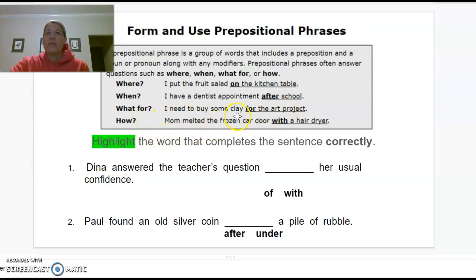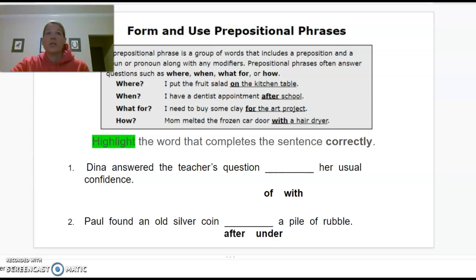What for? I need to buy some clay for the art project. For answers the question, what for? The art project is the prepositional phrase that answers that question. Mom melted the frozen car door with a hairdryer. How did she melt it? With a hairdryer. That's our prepositional phrase. With is the preposition.